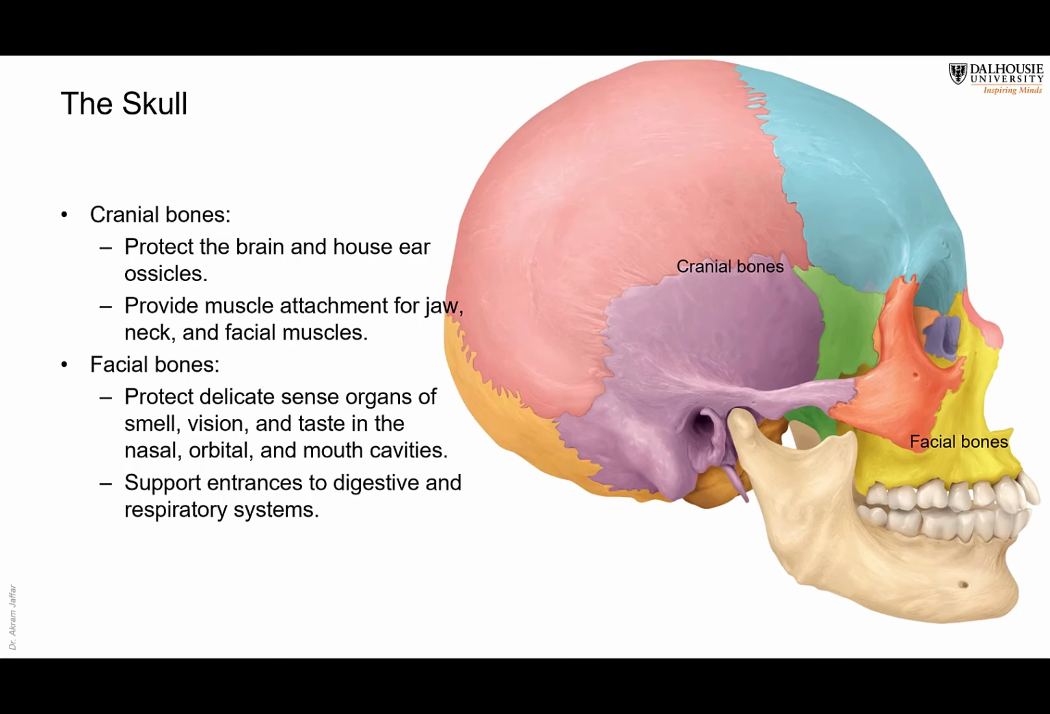Also, they contain the beginning of the respiratory and digestive passages. They are called facial bones. So the cranial bones are attached to some muscles of the face. These muscles are also called muscles of facial expression.